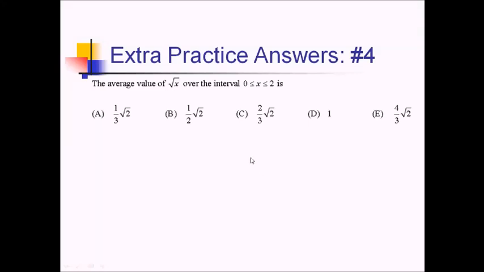On this no calculator problem, we're trying to find the average value of radical x over the interval from 0 to 2. So we are going to do 1 over b minus a, that's 2 minus 0, times the integral from 0 to 2 of the square root of x. But I'm going to write this as x to the 1/2 dx, just so I can use my reverse power rule a little bit more easily.